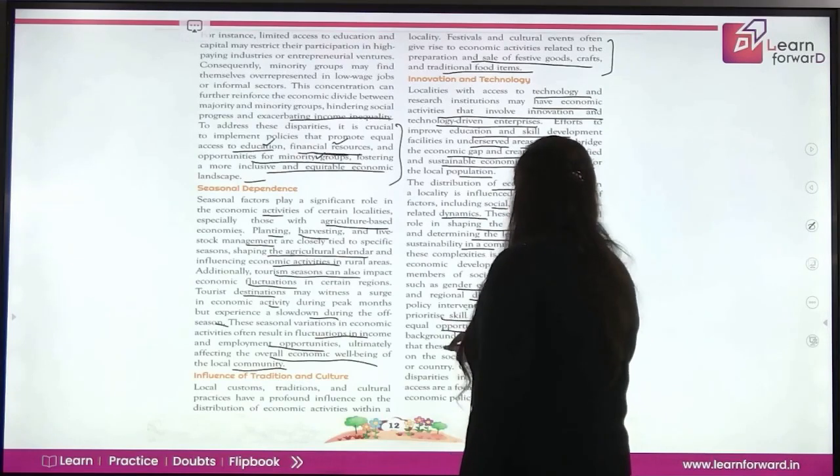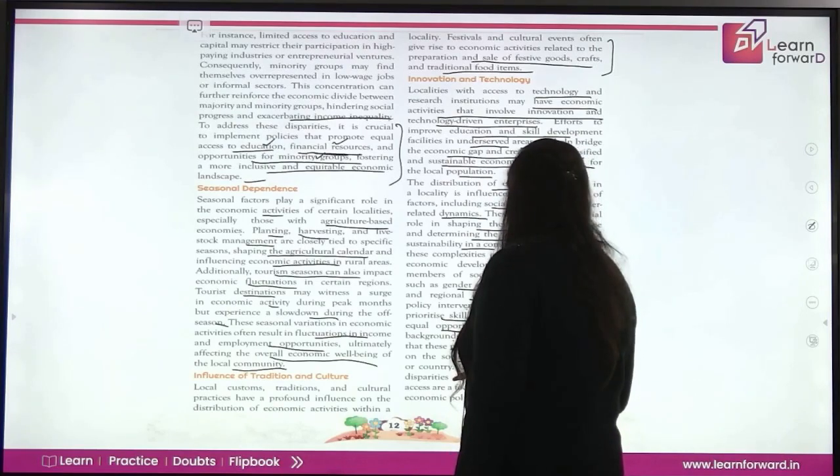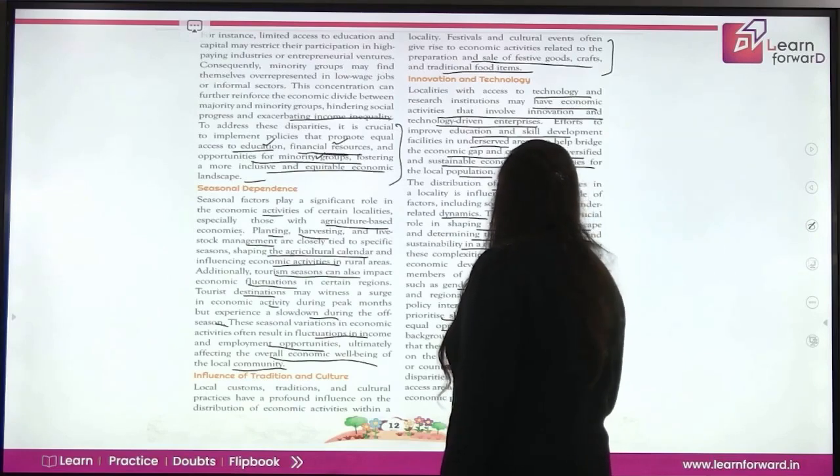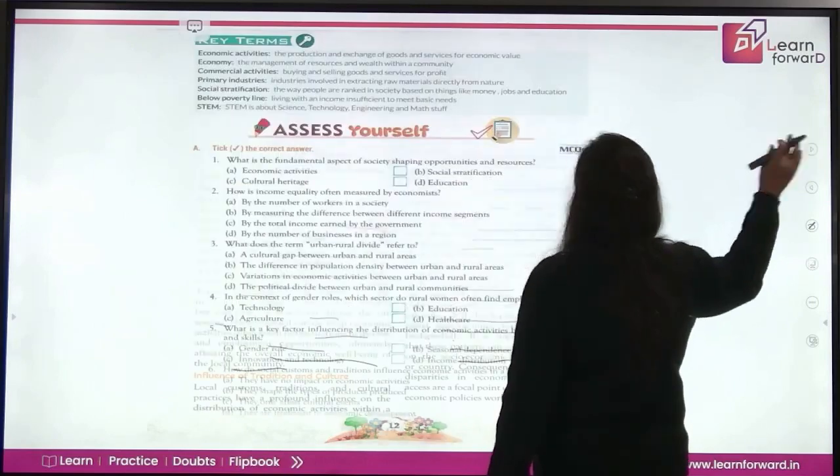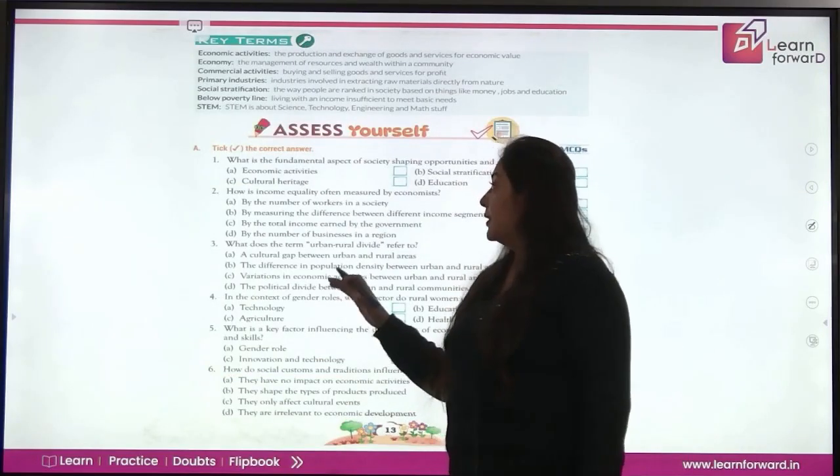It is important to recognize these patterns and that they may vary depending on the socio-economic context of a region. Consequently, efforts to address disparities in economic opportunity and access are a focal point of numerous social and economic policies worldwide. Now, this was all about the chapter. Now, let us come to the question and answers.